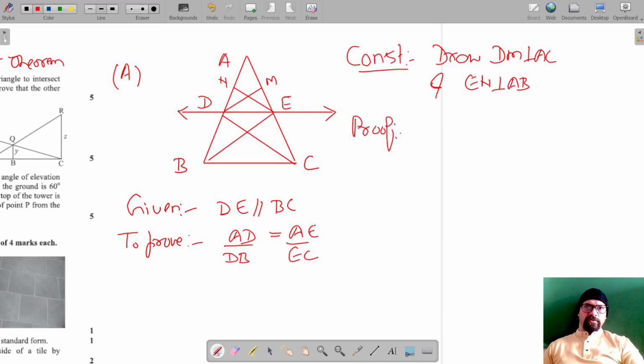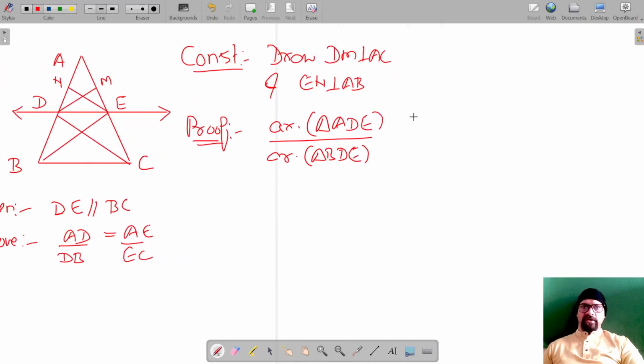So in the proof, we are going to divide the area of triangle ADE by area of triangle BDE. Now area of triangle ADE is half into base AD. So this is the base AD, and the corresponding height to the base AD is EN. So this is EN.